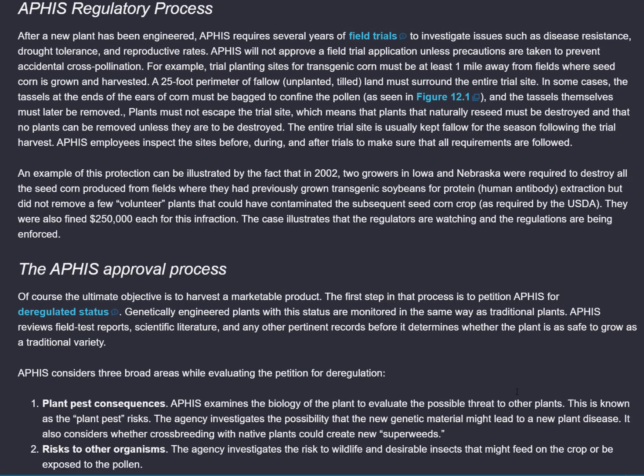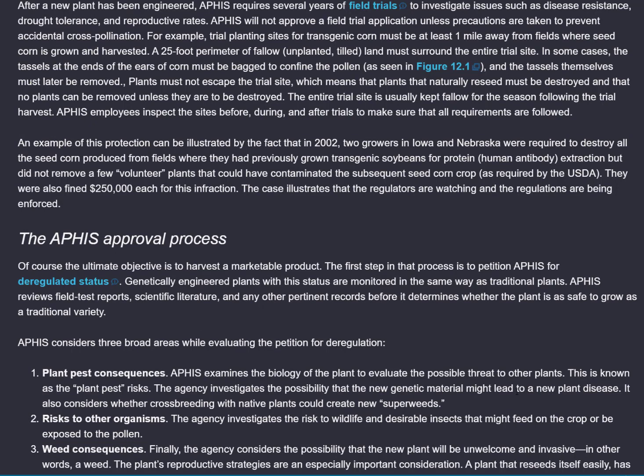APHIS regulatory process. After a new plant has been engineered, APHIS requires several years of field trials to investigate issues such as disease resistance, drought tolerance, and reproductive rates. APHIS will not approve a field trial application unless precautions are taken to prevent accidental cross-pollination. For example, trial planting sites for transgenic corn must be at least 1 mile away from fields where seed corn is grown and harvested. A 25-foot perimeter of fallow, unplanted, tilled land must surround the entire trial site. In some cases, the tassels at the ends of the ears of corn must be bagged to confine the pollen, as seen in Figure 12.1, and the tassels themselves must later be removed.